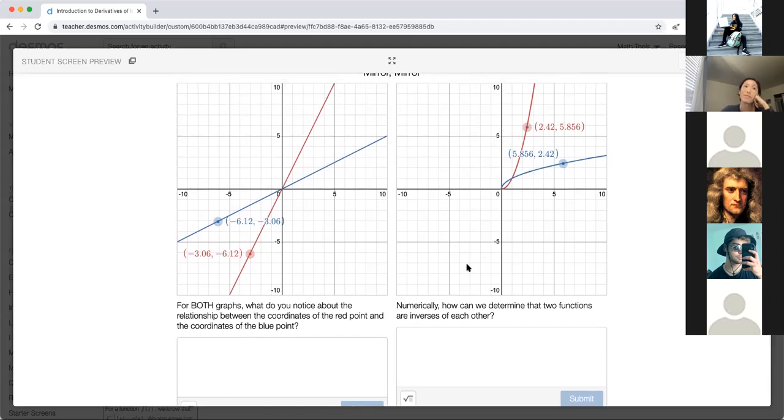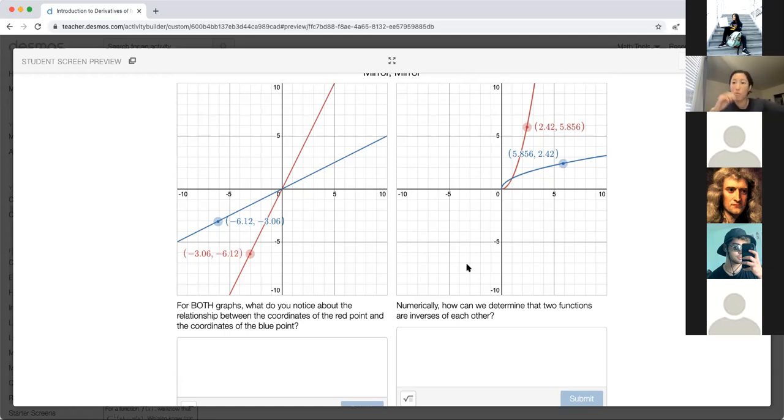But what I'd like us to consider is these two questions. So for both graphs, what do you notice about the relationship between the coordinates of the red point and the coordinates of the blue point? All right, so that's one question. So let's take a minute, move that point around, use that slider, see what patterns you notice, and then let's write down something together. And so once you think you've got a pattern, type that into the chat or unmute yourselves and we'll collaborate and come up with an answer.